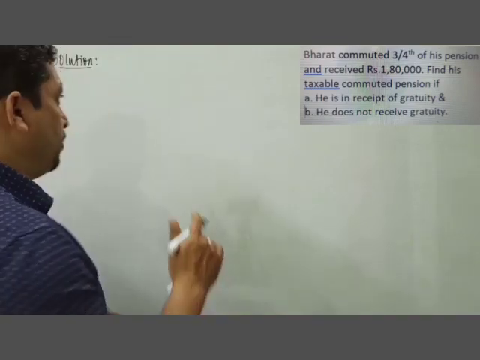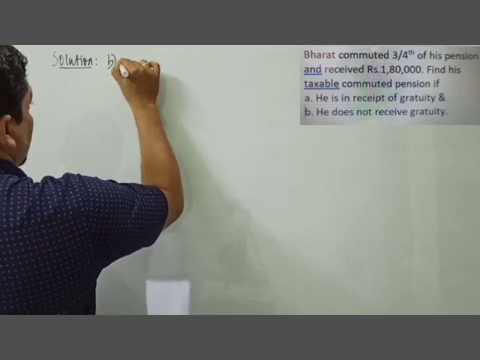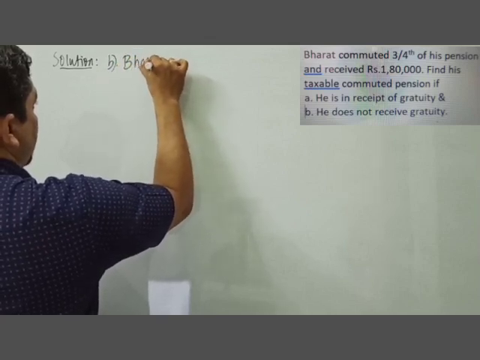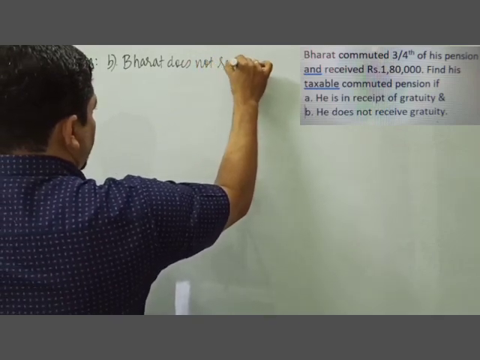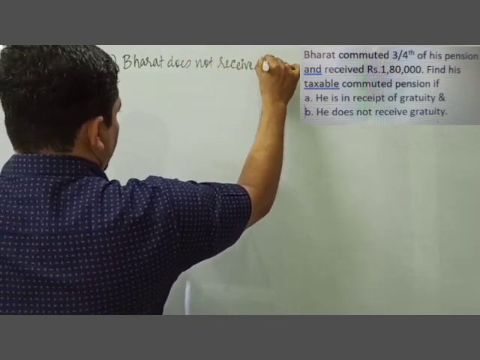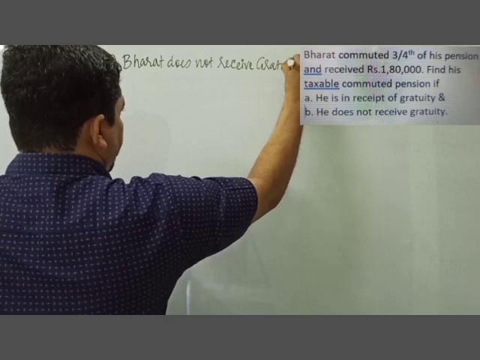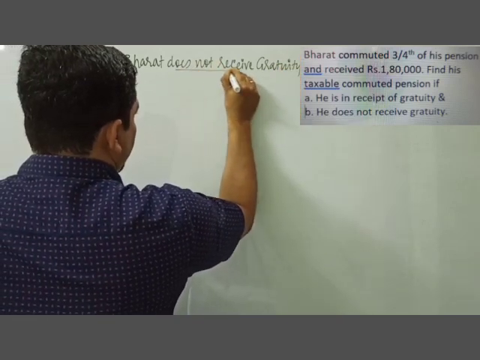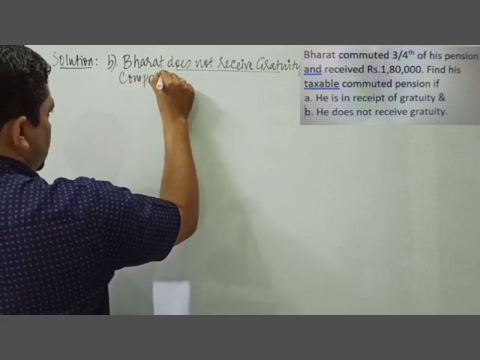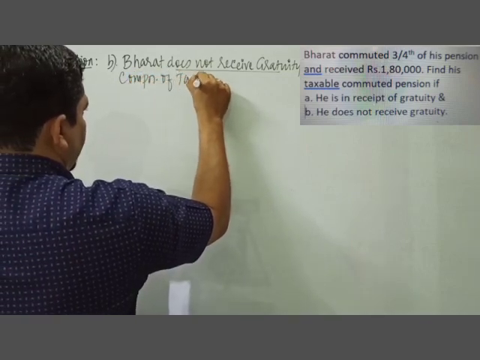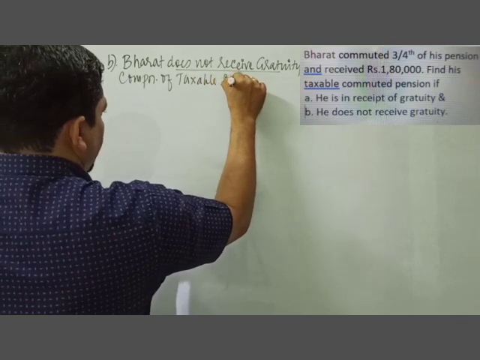Let's look at question B. Bharat does not receive gratuity. Now, when a non-government employee does not receive gratuity, what are the commuted pension rules? So, computation of taxable commuted pension.